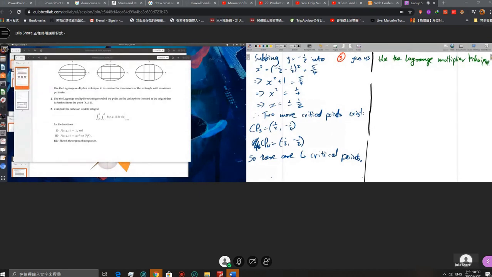Use the Lagrange multiplier technique to find the point on the unit sphere that is furthest from the point 8, 2, 4. Yeah, I thought this would be a bit similar to your question 3, so that might be helpful.